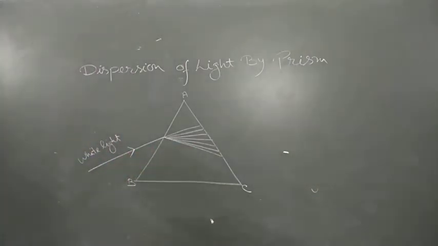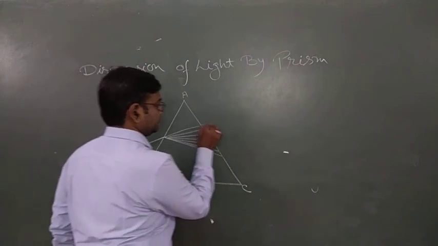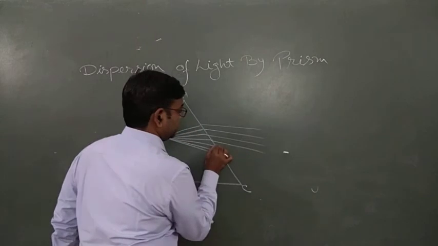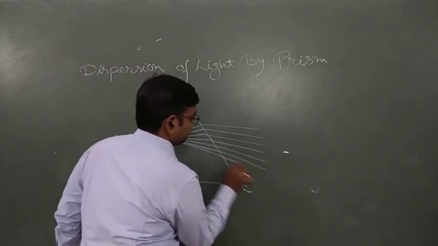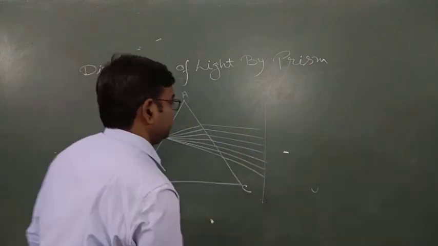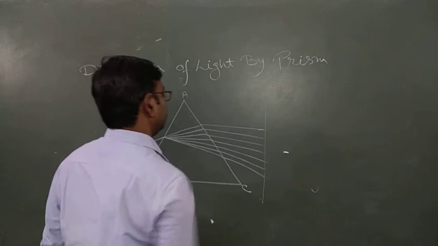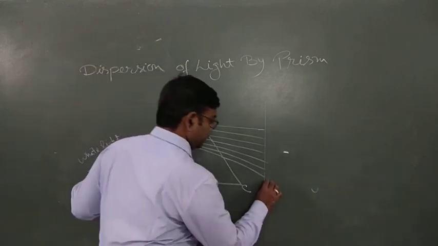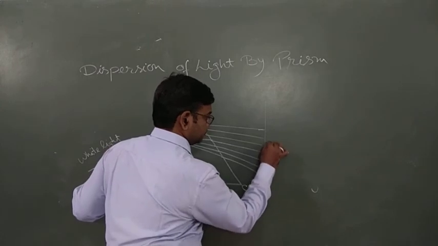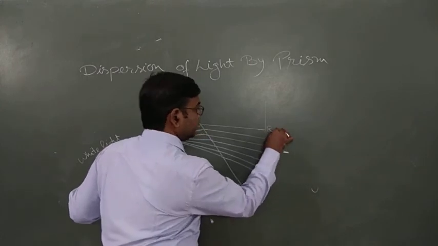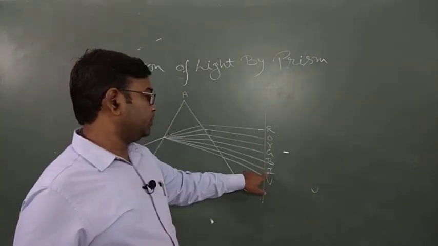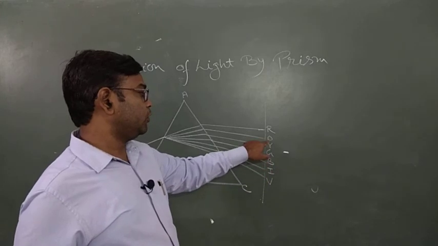Clear. And after second refraction, they produce a band of 7 colors. These colors will be read from the bottom to top, known as your VIBGYOR. From bottom to top, it's VIBGYOR. It's violet, indigo, blue, green, yellow, orange, red.